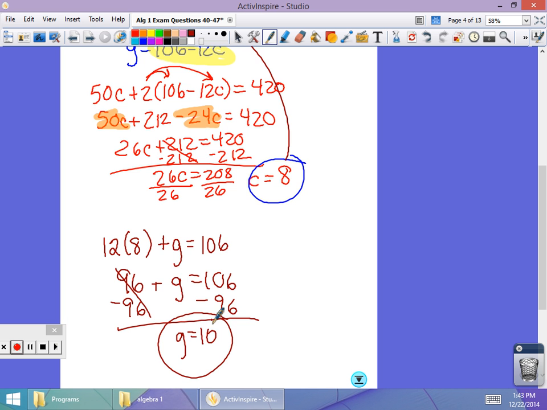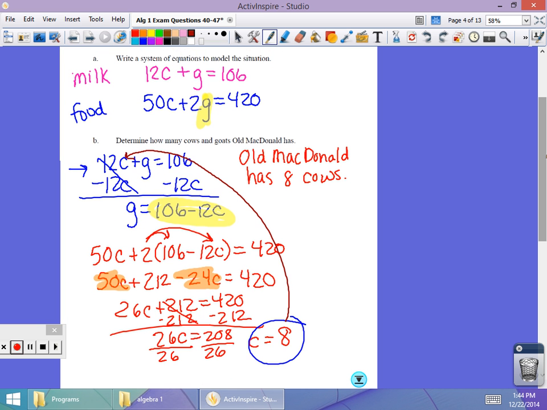So we know how many cows and goats we have. So I'm just going to continue my answer. Old MacDonald has 8 cows and 10 goats. Make sure you're restating your answers in context to the problem.